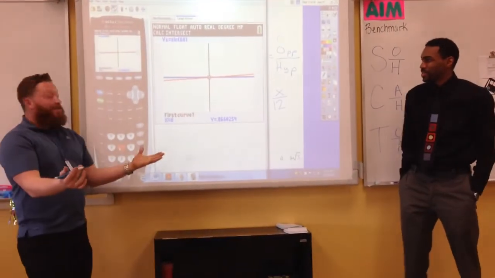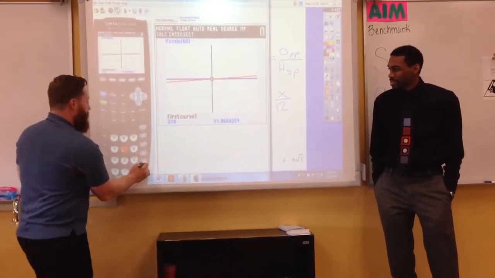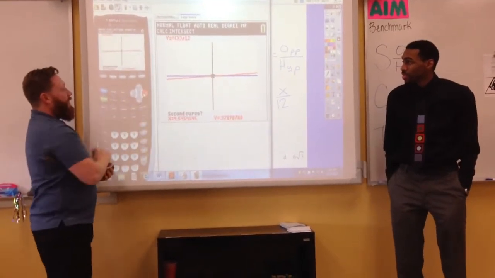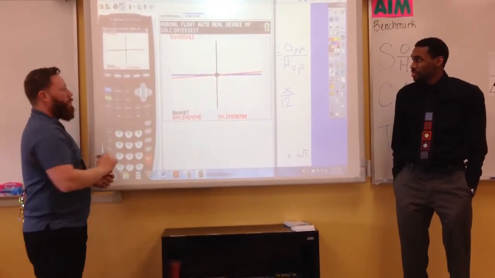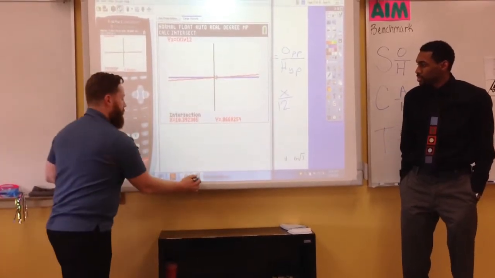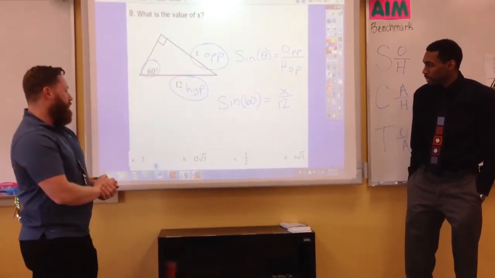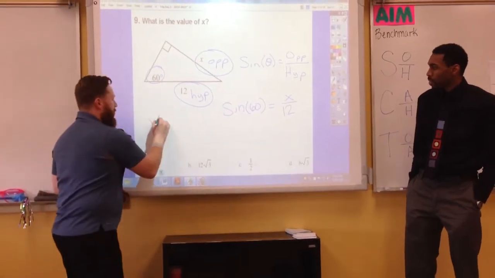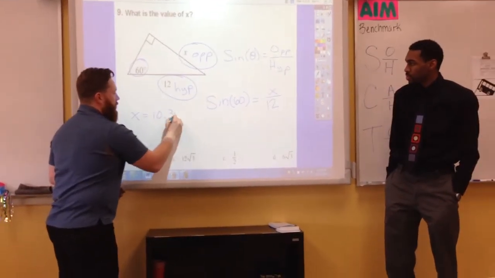Alright, so we're done graphing here. It says first curve, so I press enter. I go right to make sure, and then enter two more times. And it says we intersect at 10.39. So I know x equals 10.39.